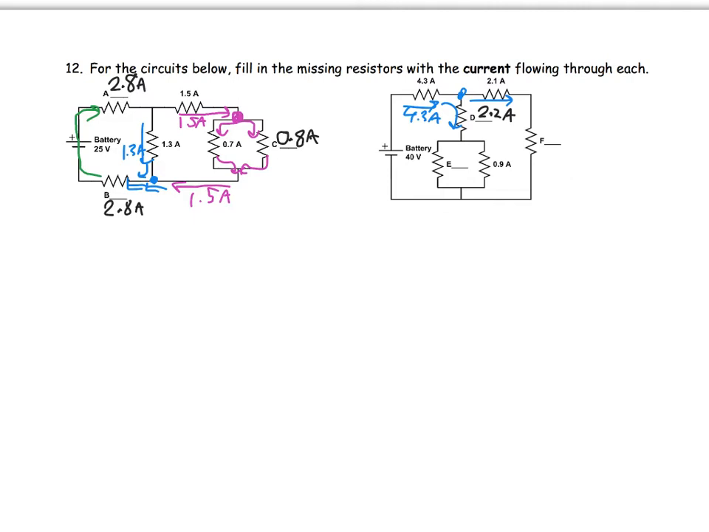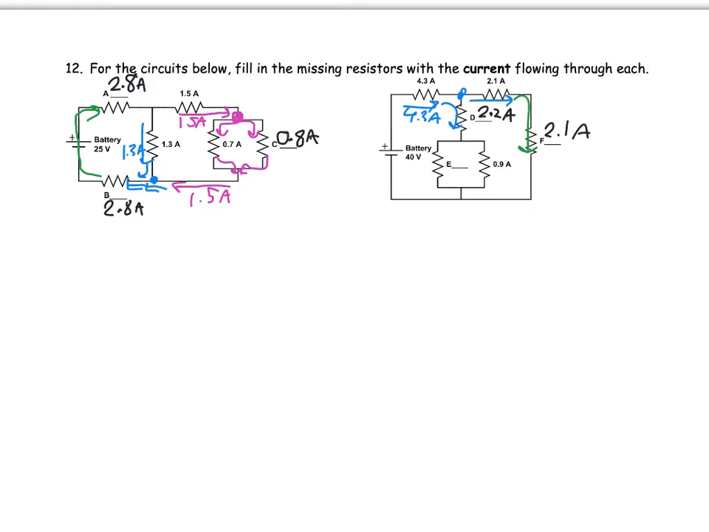That 2.1 that went straight is going to continue on here through resistor F, so that means resistor F must also be 2.1 amps because there's no junctions here flowing through this part of the circuit. All right.